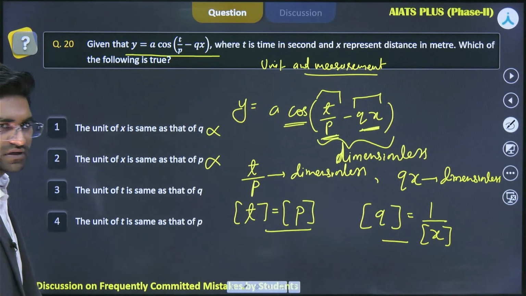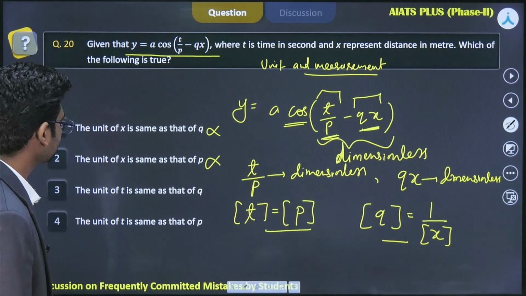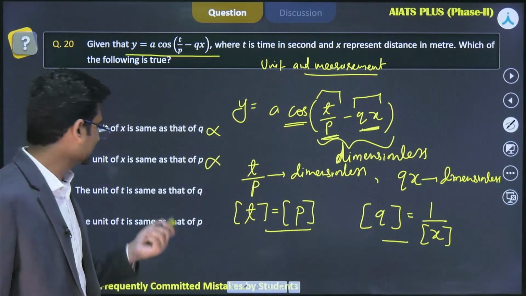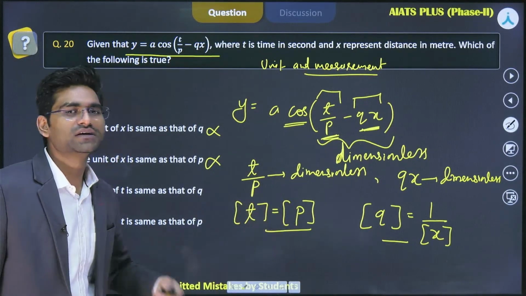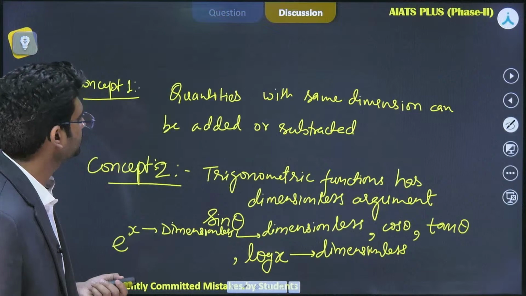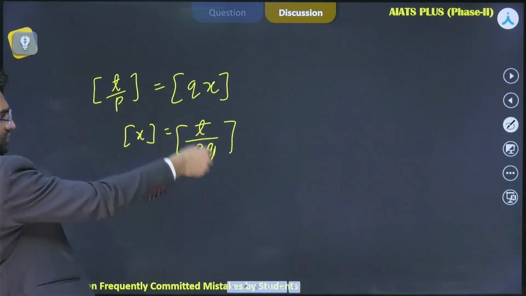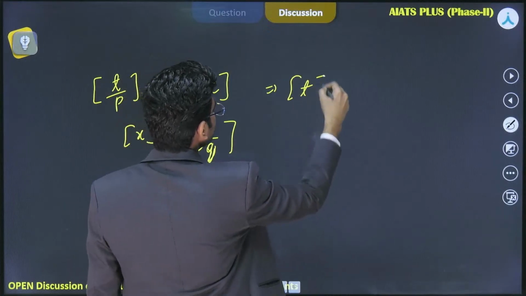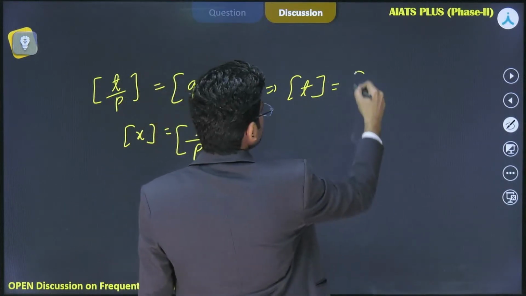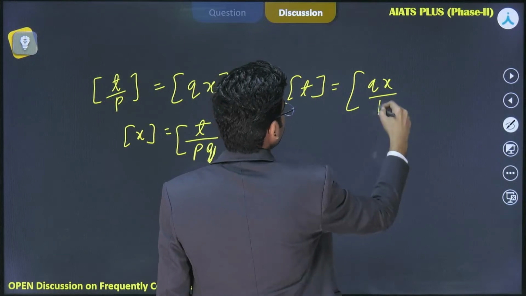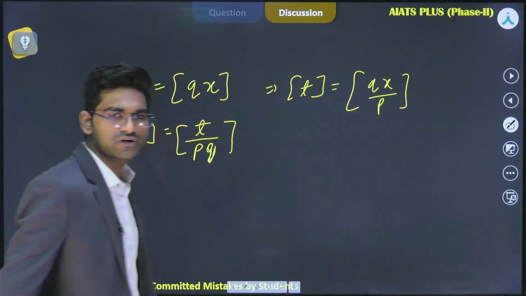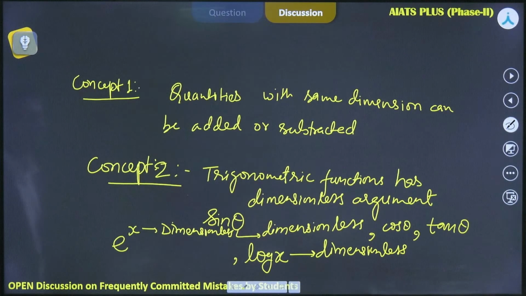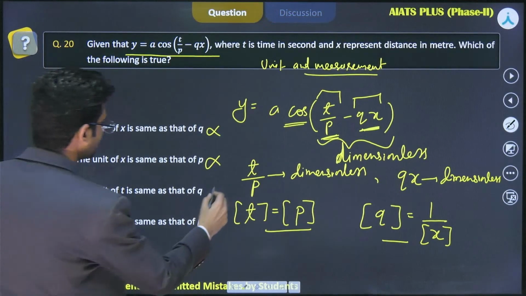What about option number 3? The unit of t is same as that of q. The unit of t is same as that of p, it is not equal to q. Again, you can do the analysis like that. I can write dimension of t as dimension of q x by p. So dimension of t is not equal to dimension of q. Is it okay? So option number 3 is also not correct.